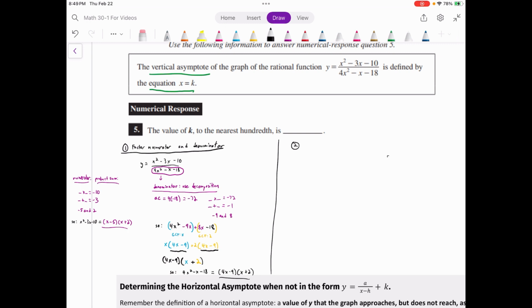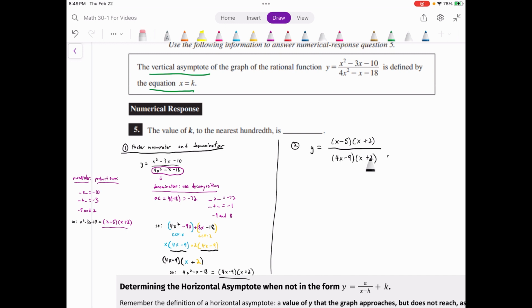So here we go. This means now that y equals, my numerator we figured out could factor to x minus 5 times x plus 2. Our denominator we just figured out factors to 4x minus 9 times x plus 2. We're looking for a vertical asymptote, a value of x that the graph approaches but never reaches. I do see two things in the denominator that would give us non-permissible values. But are both of these going to be vertical asymptotes?